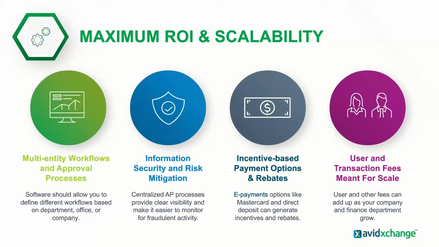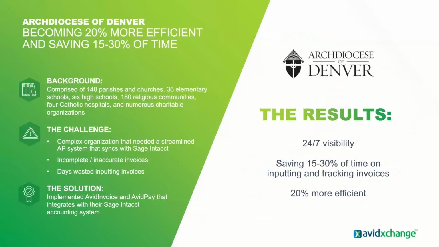All right, let's look at another customer and see their experience. This is the Archdiocese of Denver. They're comprised of 148 parishes and churches, plus elementary schools, high schools, religious communities, etc. They found out that they became much more efficient. They are saving 15 to 30% of time on inputting and tracking invoices. They became at least 20% more efficient.